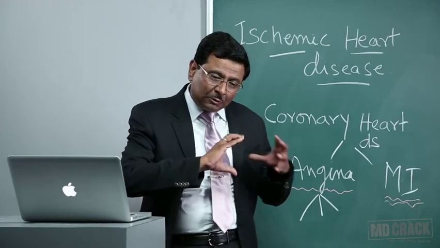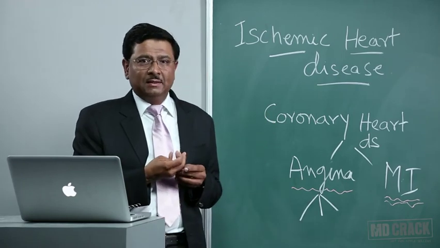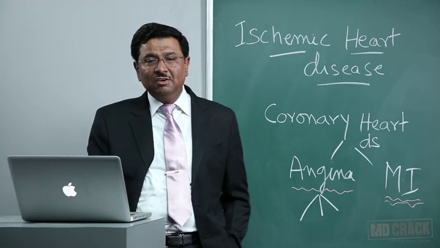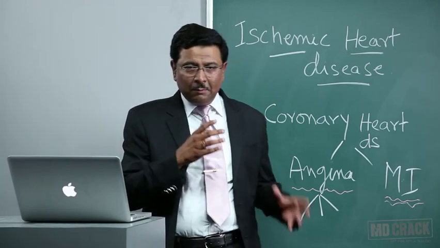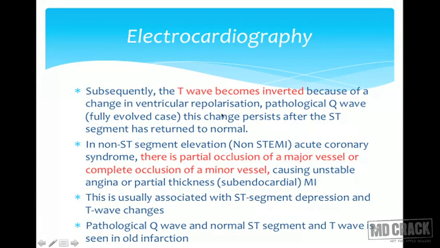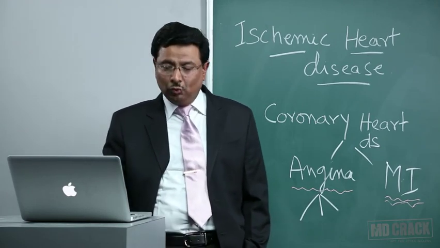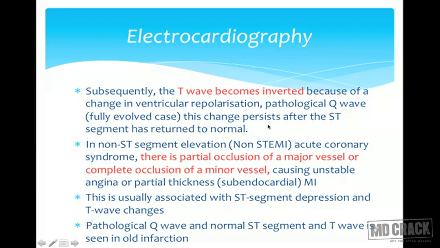So if it's a transmural infarction, then you will be getting ST elevation. This is also known as STEMI, that is, ST elevation myocardial infarction. So STEMI is seen when there is transmural or full thickness infarction. Subsequently, the T wave becomes inverted because of the changes in ventricular repolarization, and a pathological Q wave is seen in a fully evolved case, right? So as the case is evolving, later on you can get T wave inversion and a pathological Q wave. This change even persists after the ST segment has returned to normal. So if you are talking about a fully evolved case, you will be getting two things: T wave inversion and a pathological Q wave.